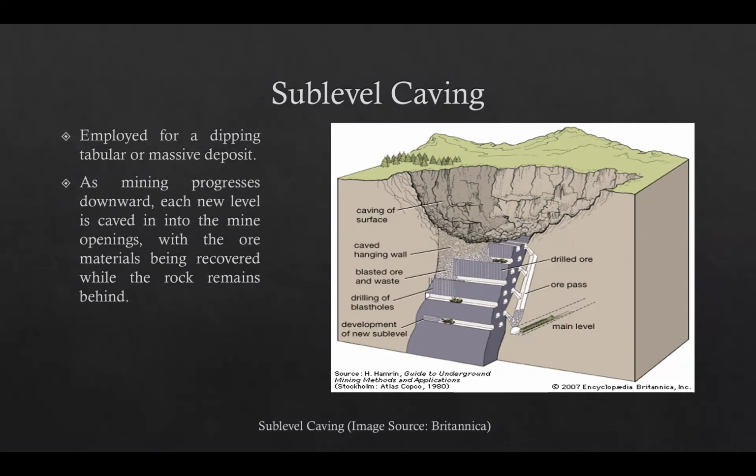As mining progresses downward, each new level is caved into the mine openings, with the new materials being removed while the rock remains behind. So we have levels and sublevels here to access the ore from the shaft or the ramp that is used to reach the deposit. And then we are going downwards and making new levels, and the previous levels are blasted, ore is taken out, while the waste is just left behind and the surface is caved in.